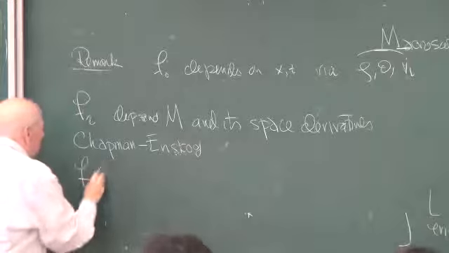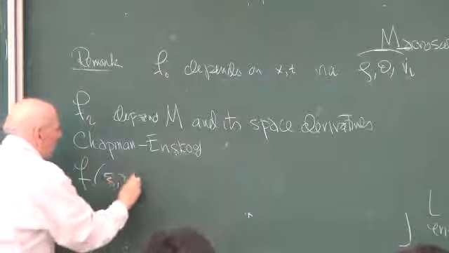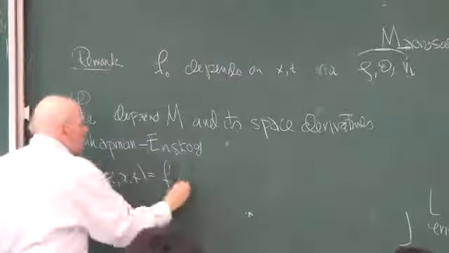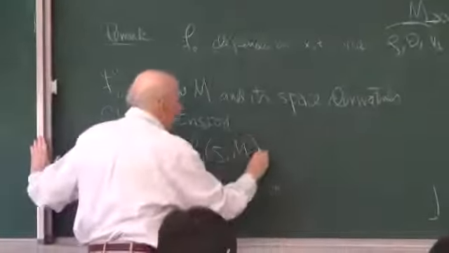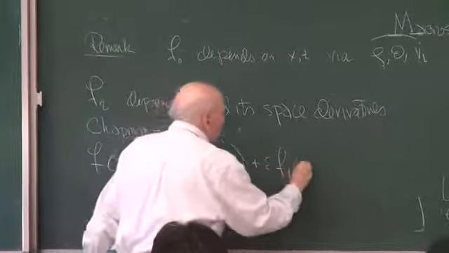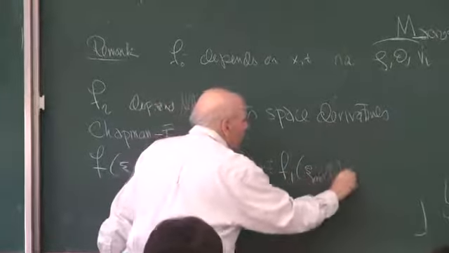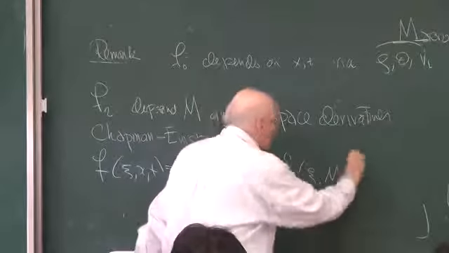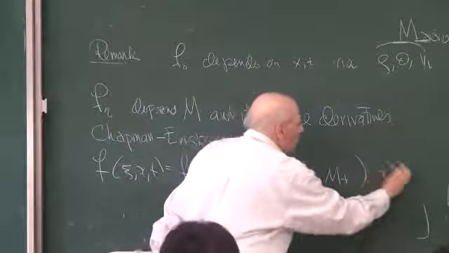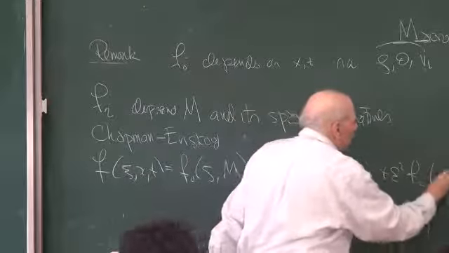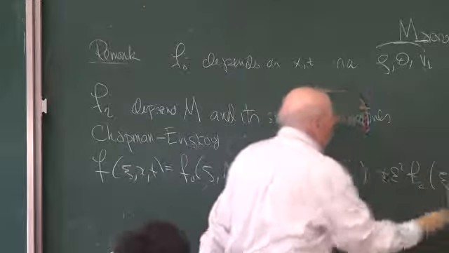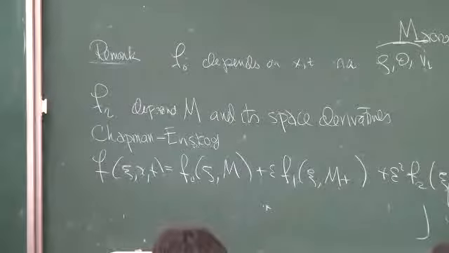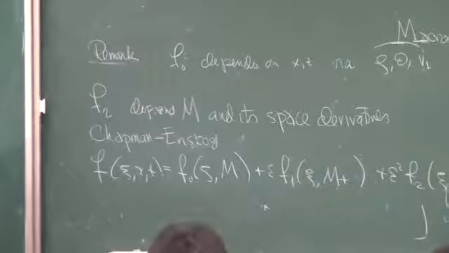So let's write it down. It says take f of psi, x, t and write it as f0 of psi and M, and then epsilon f1 of psi and M plus derivatives of M. In fact, one derivative of M, etc. That's the Chapman-Enskog expansion. What's the power of the Chapman-Enskog?